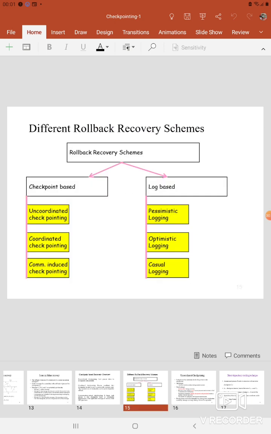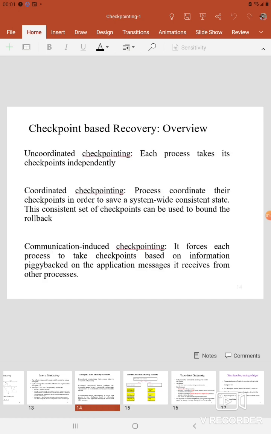Initially, how do we classify rollback recovery schemes? We have two types of rollback recovery schemes. One is checkpoint based, the other one is log based. Under checkpoint based we have three types: uncoordinated, coordinated and communication induced. And under log based we have three types: pessimistic, optimistic and causal logging.